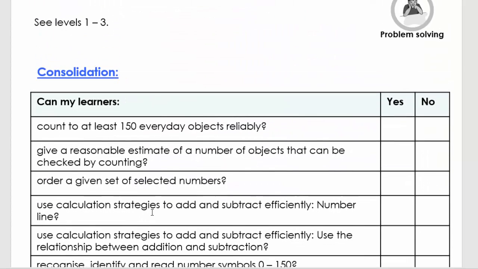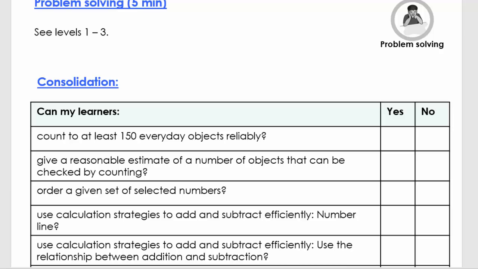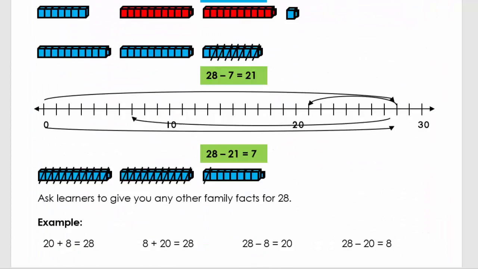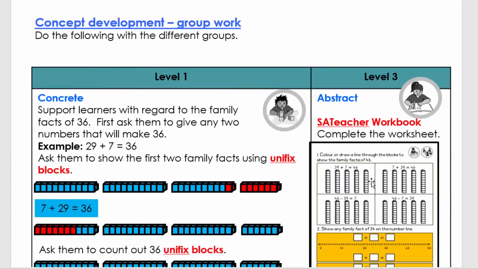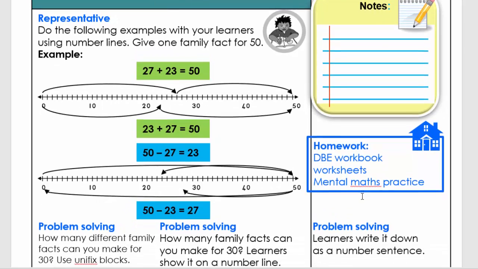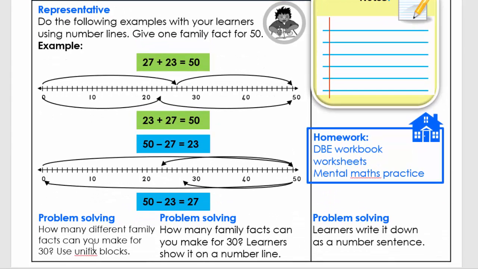Then the problem solving, we did that when we did levels 1, 2, 3. Let's just quickly go back to levels 1, 2, 3. So you've got your levels 1, 2, 3 here, and you've got your problem solving here. You can pause here, you can do it. Remember, on level 1, we do it practically, with blocks. Here, on the representative level, we can make drawings or make use of our number lines.